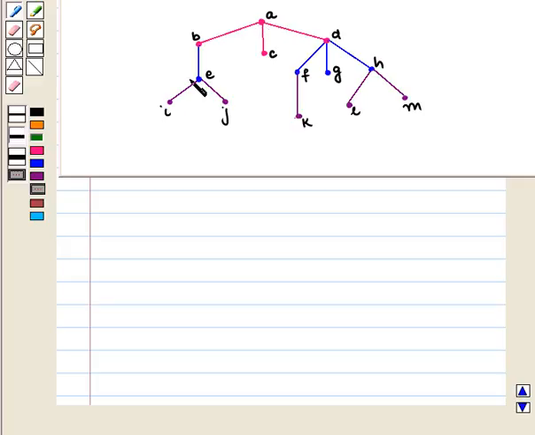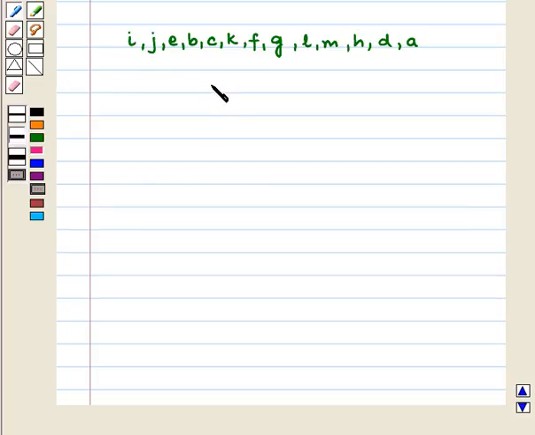We get the sequence I, J, E, B, C, K, F, G, L, M, H, D, A. Thus, in this session, we have discussed trees and traversal of trees.